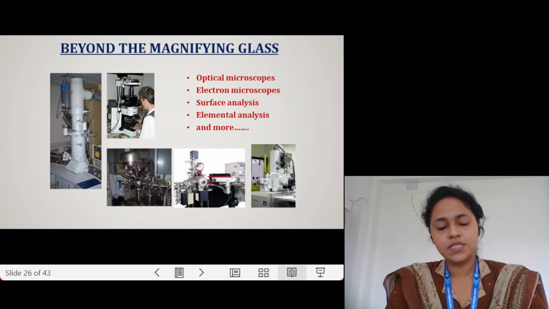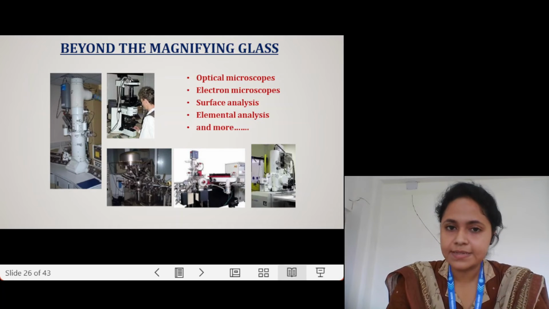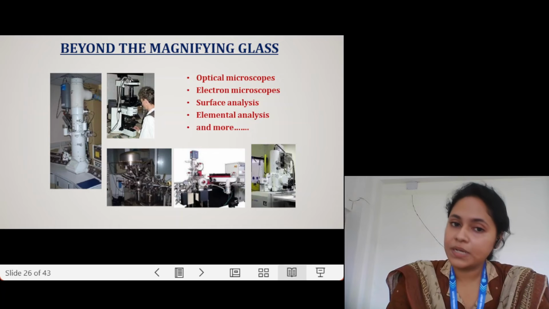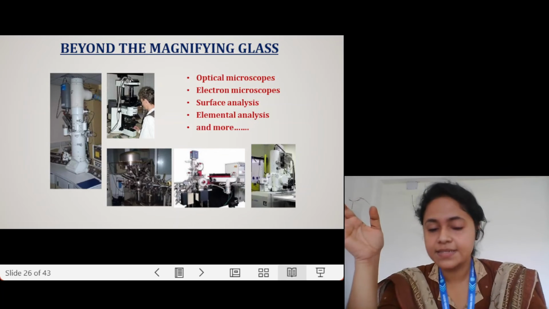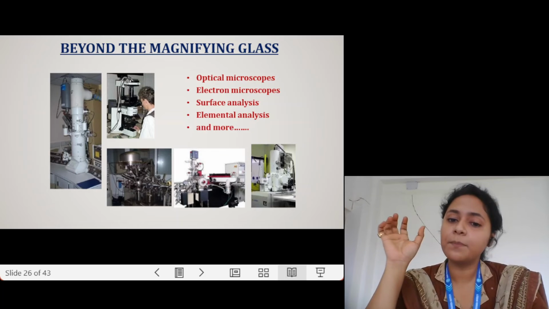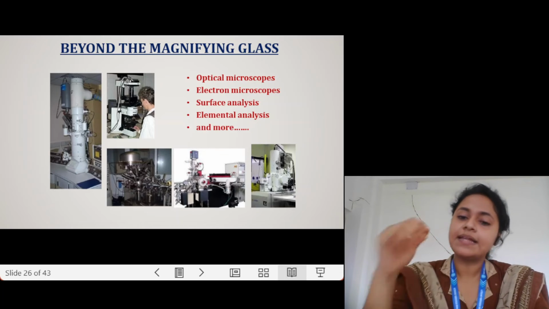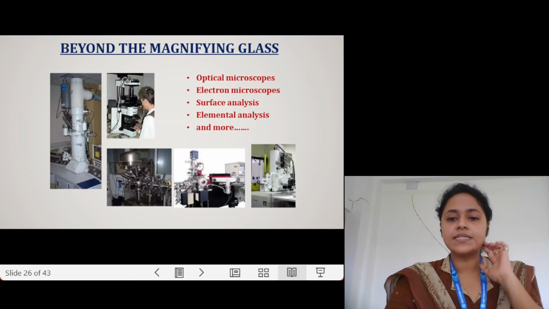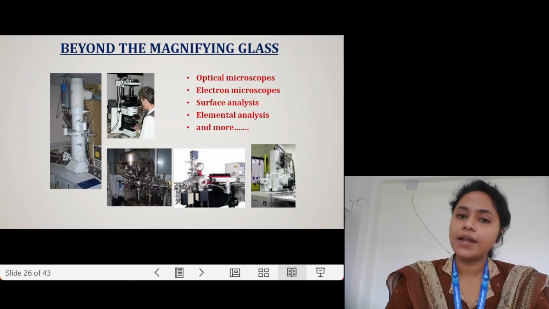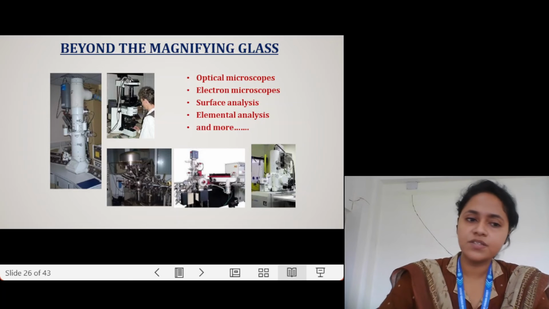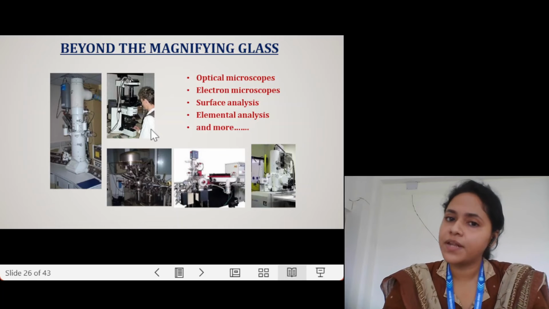Now the question is, we will not be able to visualize these particles by our normal eye or by an optical microscope. So beyond the magnifying glass, there are some important instruments that need to be implemented for visualizing or characterizing such nano dimensions. You can see various instruments over there: FESEM, TEM, these are various instruments.